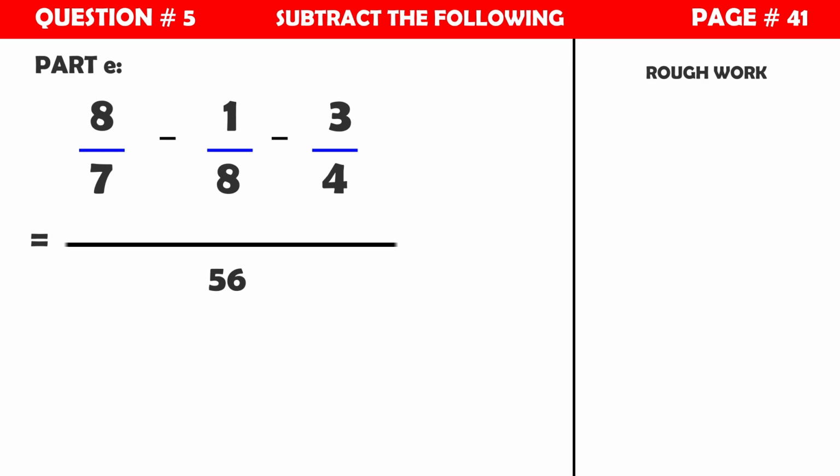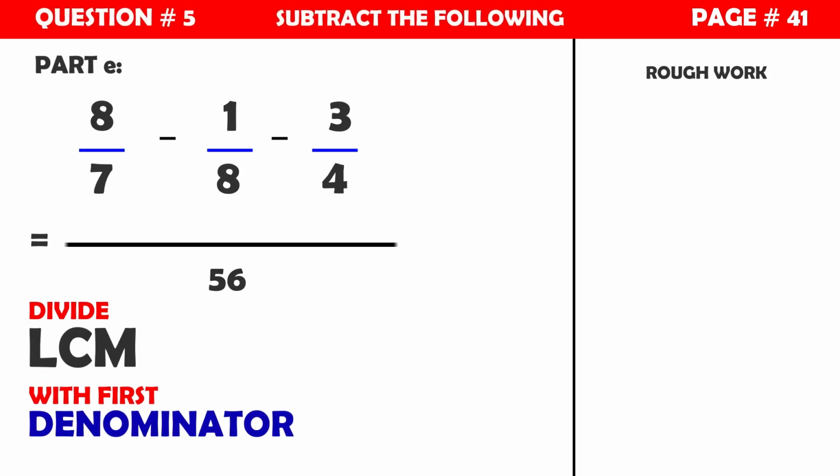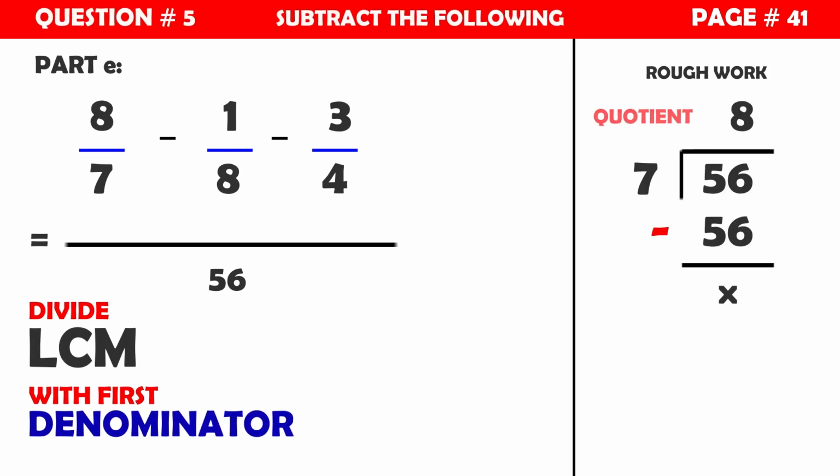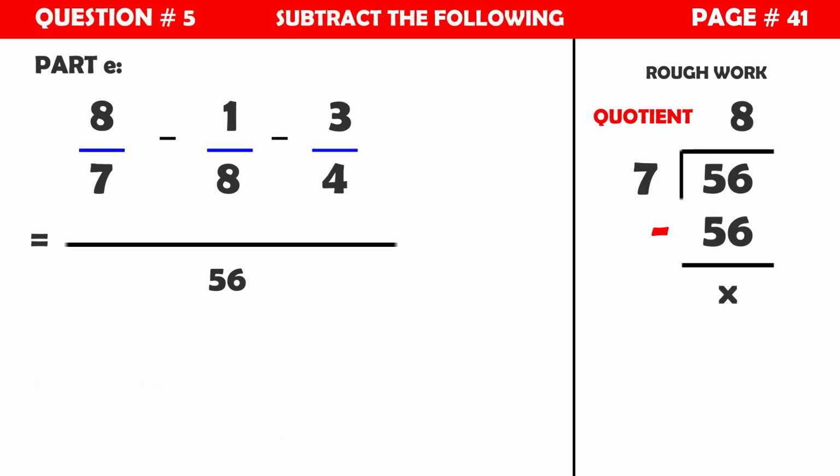Now check what number multiplied by the denominator gives us the LCM. 7 times what number gives 56? Yes, the number is 8. We can also check it in rough work. Now we will multiply the quotient 8 with the numerator 8.